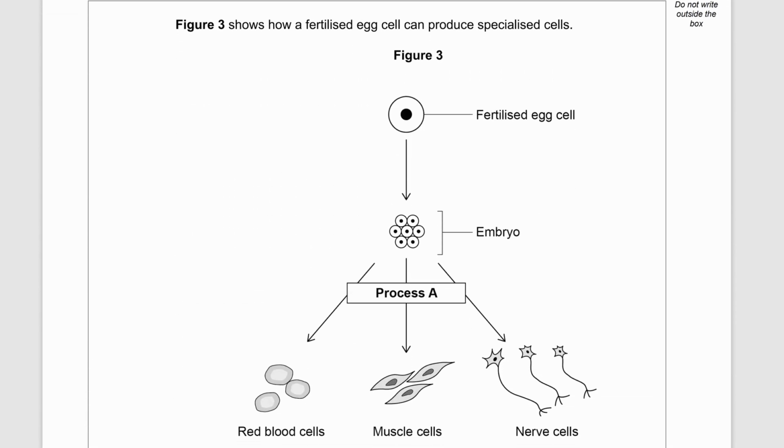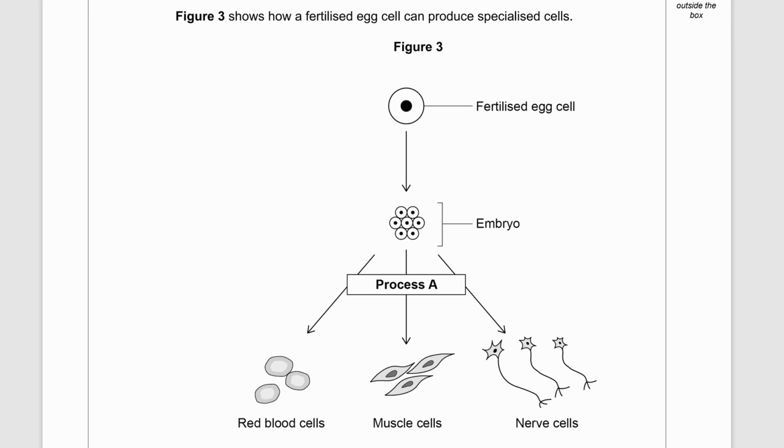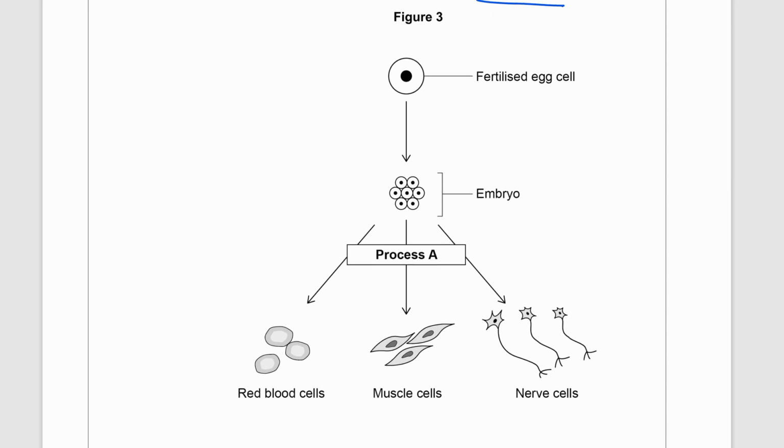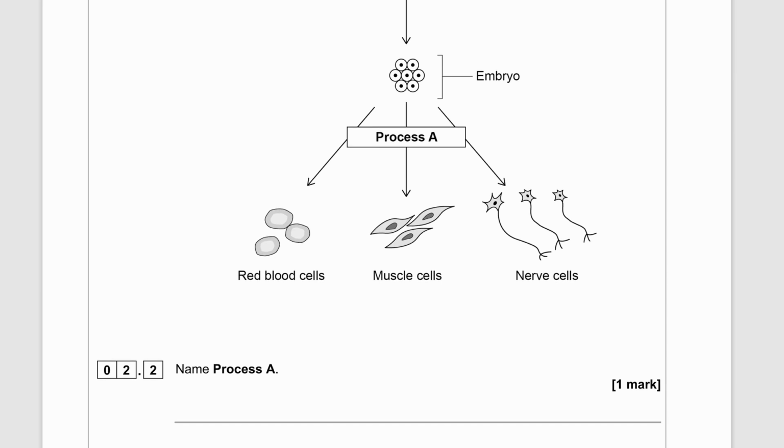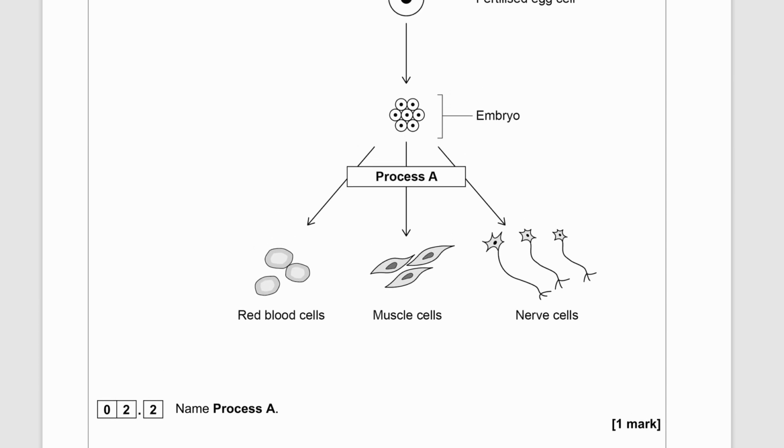Figure 3 shows how a fertilized egg cell can produce specialized cells. Okay, our fertilized egg cell produces embryo, and then it goes through process A to give us red blood cells, muscle cells, and nerve cells. 2.2. Name process A. So it's these embryos going to form these different specialized cells.